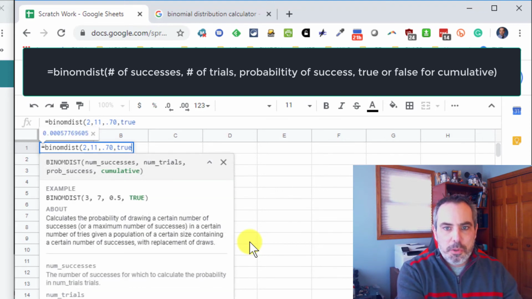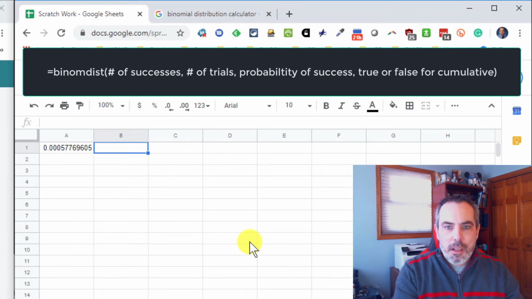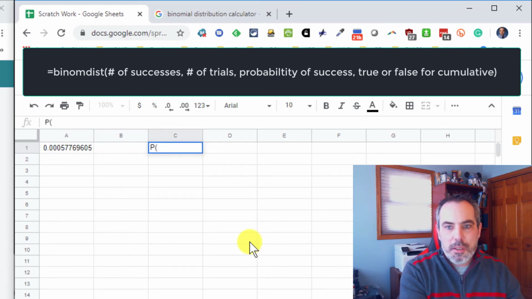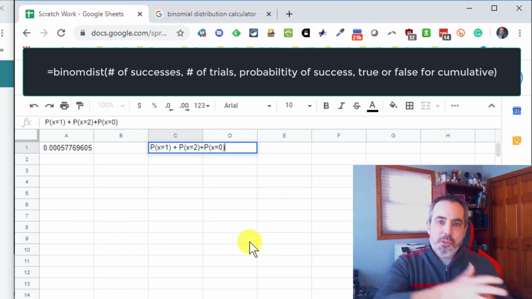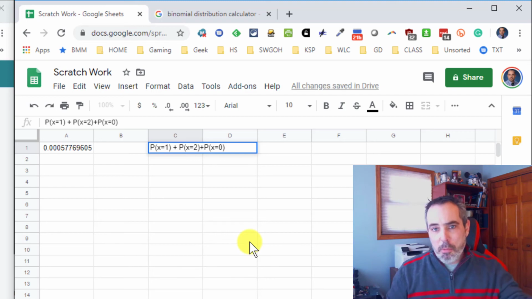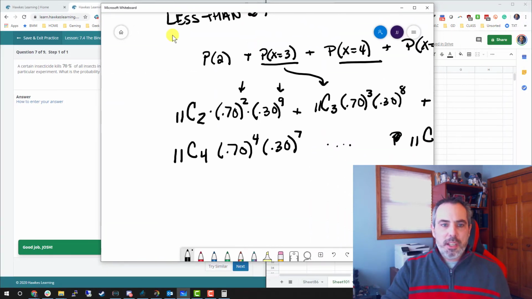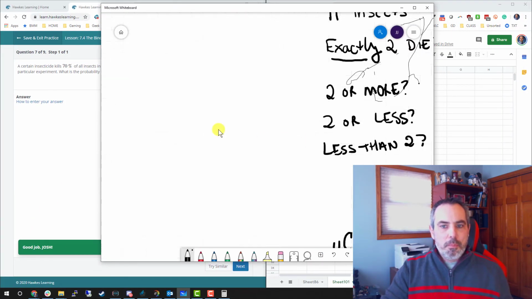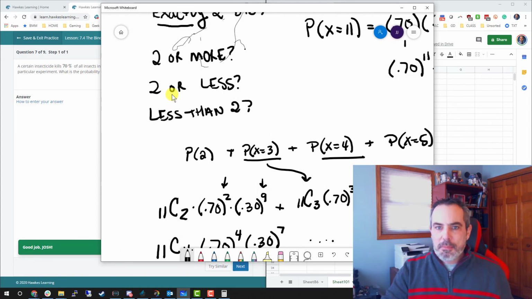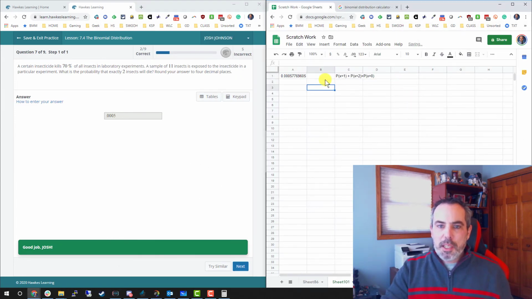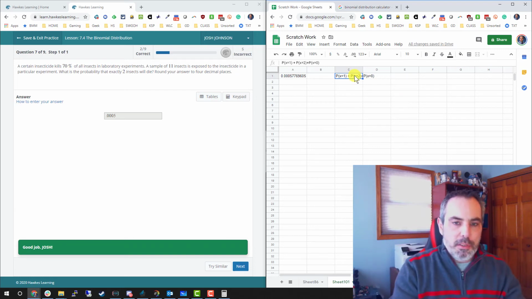So if I said true, that would actually be taking the probability that x equals 1, and the probability that x equals 2, and I believe even the probability that x equals 0. And it's adding those together. 0 plus 1 plus 2, that's cumulative. The probability that none die, 1 die, or 2 die. So when you say true, you're really answering the question that I asked before: what's the probability that 2 or less?